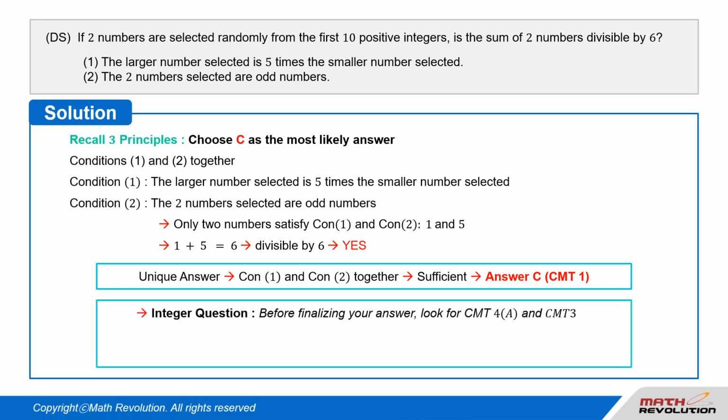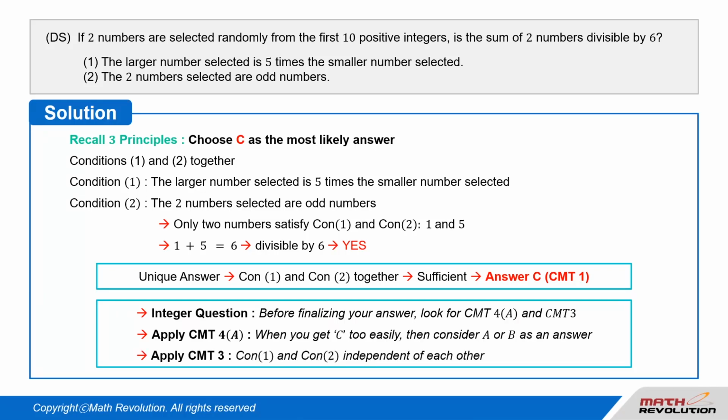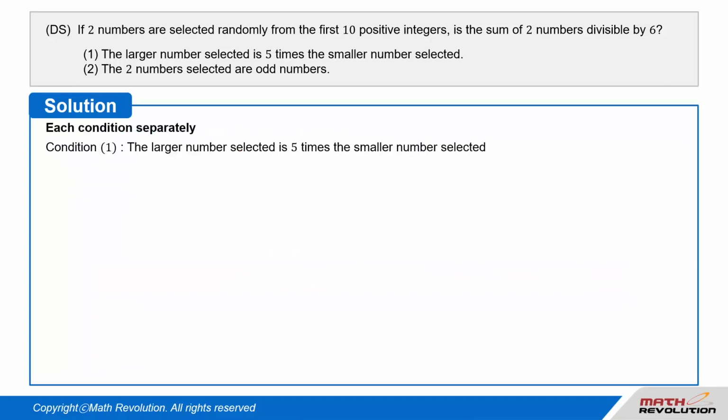However, this is an integer question and an easy C as an answer, so we need to look for CMT 4A and 3. We have to look at the relationship between the variable approach and CMT 3 and 4 before finalizing our answer. So, let's apply CMT 4A, which states that if you get C as an answer too easily, then consider A and B. We'll also apply CMT 3, which is associated with key questions, and talks of keeping both condition 1 and 2 independent of each other. So we will have to consider each condition separately.